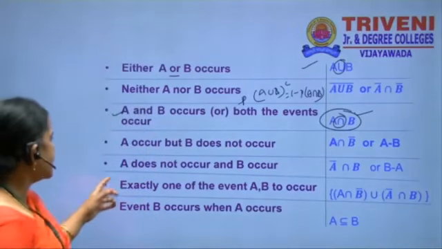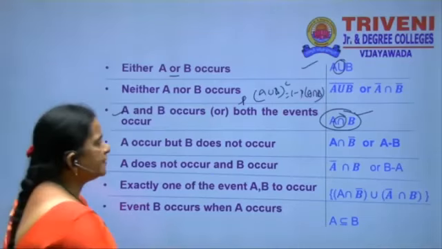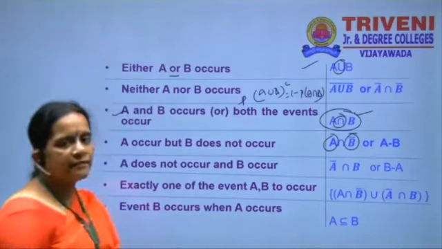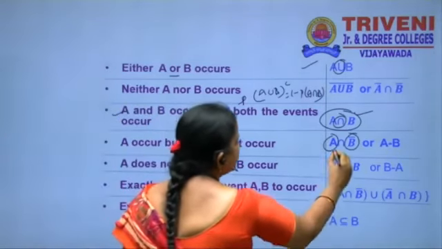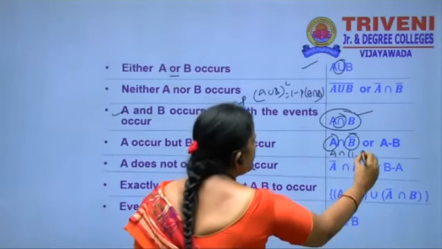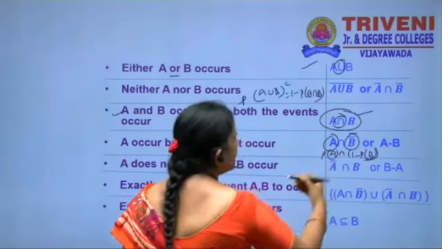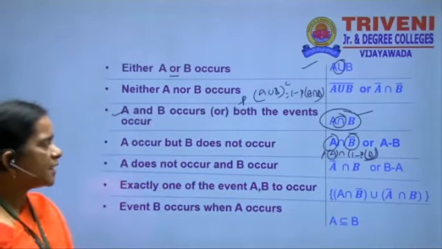Okay, and then A occurs and B does not occur. A means A is there, but B is not taken. That can be written as A intersection B bar. A intersection B bar means A intersection 1 minus P of B. Applying probability like this, we have P of A intersection 1 minus P of B.